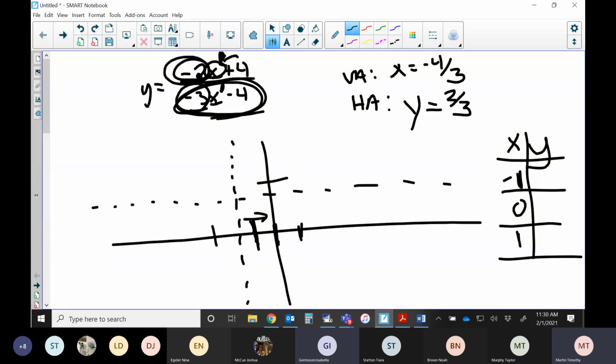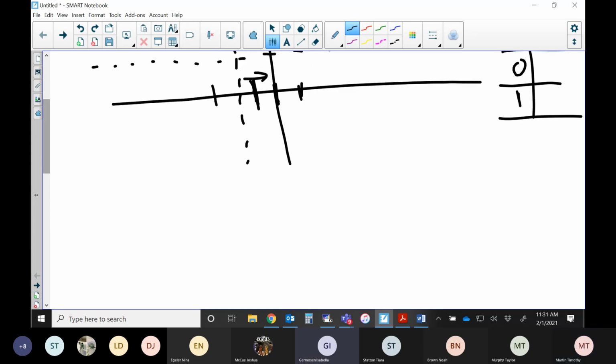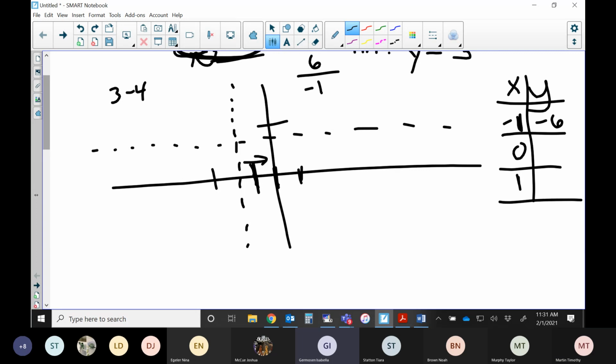So -2 times -1 is 2. All I did is I put a -1 in here. -1 times -2 is 2. Plus 4 is 6. So I have a 6 in the top. -1 times -3 is a +3. And +3 minus 4 is a -1, which gets me to a -6. So -1, 1, 2, 3, 4, 5, 6, -6.